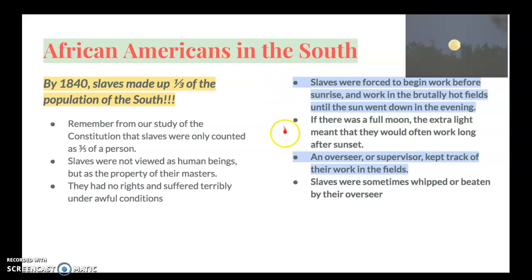Here's a description of what a day's work could be like if you were a slave in those days. Slaves were forced to begin work before sunrise. I know a lot of you would rather sleep in, but you didn't have a choice if you were a slave. They had to work in the brutally hot fields until the sun went down in the evening. Here's another kick in the pants for you. If there was a full moon, the extra light meant that they would often work long hours after sunset. An overseer, that's another term for a supervisor, kept track of the work in the fields, and slaves were sometimes whipped or beaten or worse by their overseer.